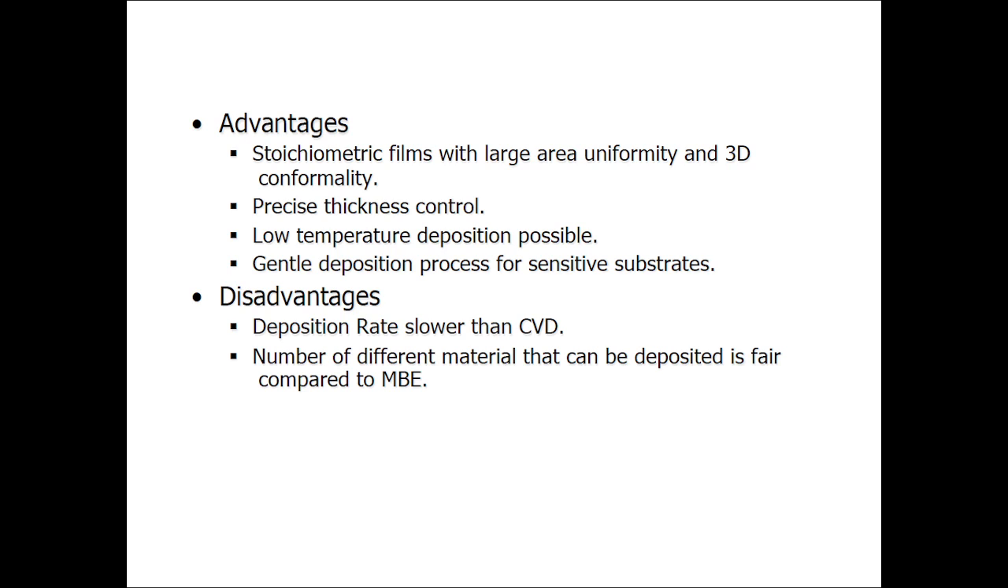One advantage of atomic layer deposition is that stoichiometric films with large-area uniformity and 3D conformality are obtained. Precise thickness control can be done because we are working at the atomic level, and low-temperature deposition is possible. It is a gentle deposition process for sensitive substrates. The main disadvantage compared to chemical vapor deposition is that the deposition rate is comparatively very slow, and the number of different materials that can be deposited is fewer compared to molecular beam epitaxy.